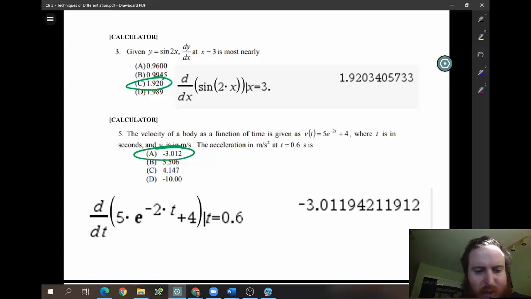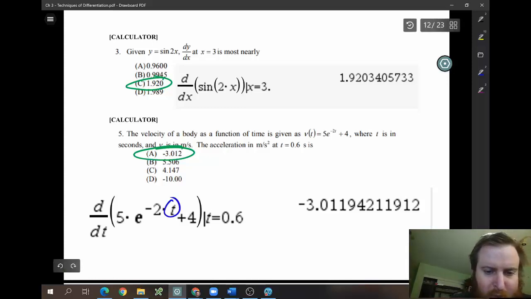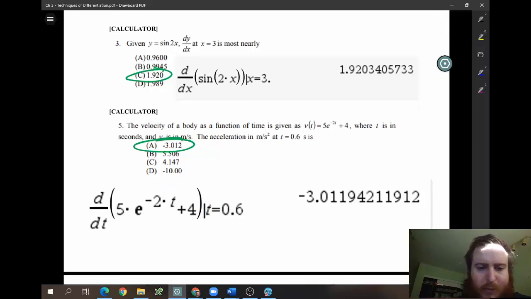The reason I kept getting 0, I couldn't figure it out at first, and then I realized I had used t's, but I had accidentally used x here. So if your variables don't all match up, then you'll end up getting a wrong answer. So just be extra careful. If you use t's, everything's a t. If you use x's, everything's an x.